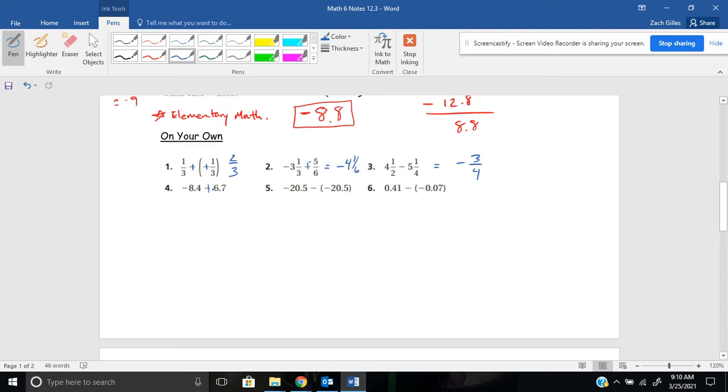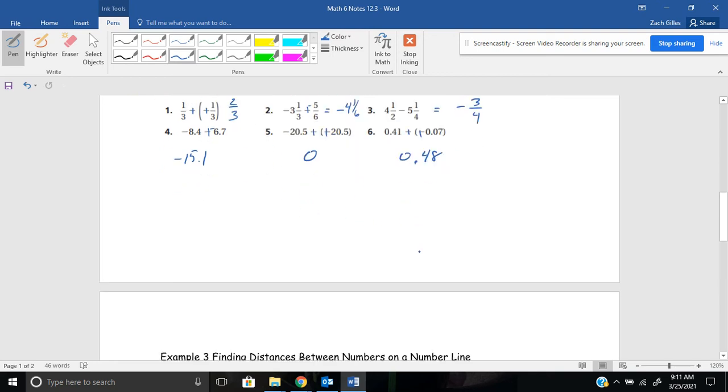Subtraction to addition next to its opposite. Adding 2 negatives, it's becoming more negative. So you just add these two, negative 15.1. Chop. And notice that we are adding opposites. Anytime you add opposites, you get 0. And lastly, again, chop. This just becomes a simple addition problem. You would wind up with 0.48 or 48 hundredths. Let me know if you would like any help on any of these, and I'll gladly go over them with you.